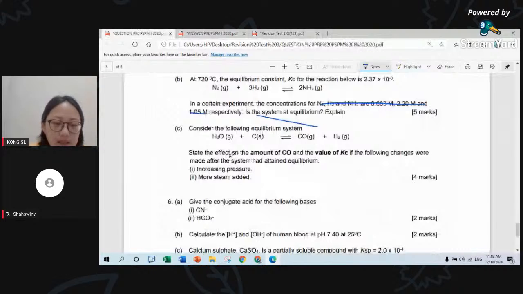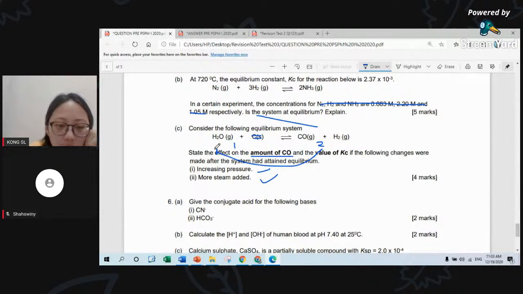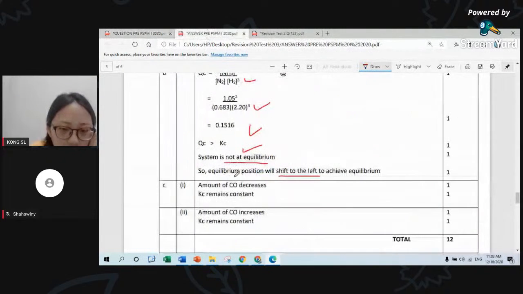Next is about the amount of CO2 increase. What happened? If increased pressure is applied and steam is added, what happens to the CO and Kc? If we look at this question, increased pressure, ignore solid, so this is 1, this is 2. Increased pressure, the system should shift to the left. If the system shifts to the left, CO decreases. Kc won't be affected by these two factors. Kc is only affected by temperature.